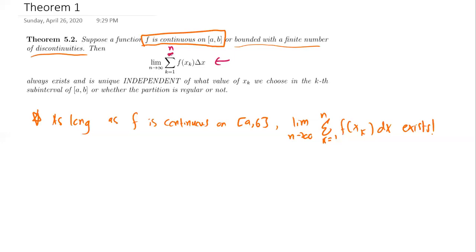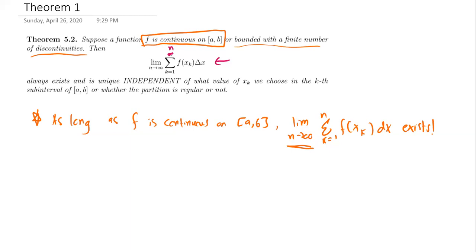It is always going to be the same value when we take the limit. If you remember, we did examples before where the left Riemann, midpoint Riemann, and right Riemann sums were different, but we were using finitely many subintervals. What this is saying is that when we take the limit, when we take infinitely many subintervals, we always get the same answer. So just think of it that way.